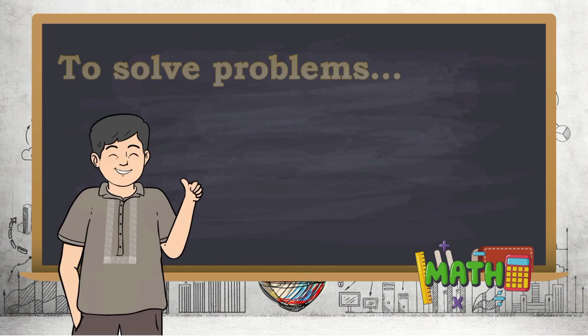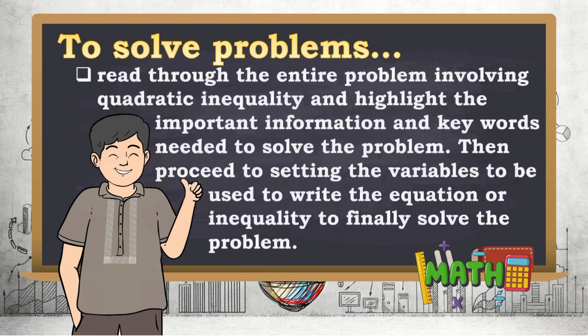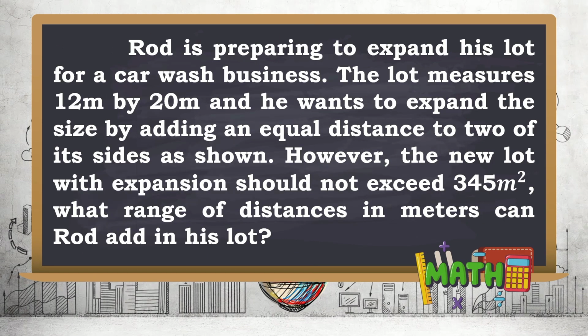To solve problems, read through the entire problem involving quadratic inequality and highlight the important information and keywords needed to solve the problem. Then proceed to setting the variables to be used to write the equation or inequality to finally solve the problem. Let's consider this problem.